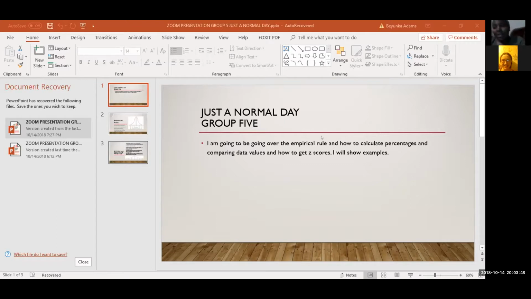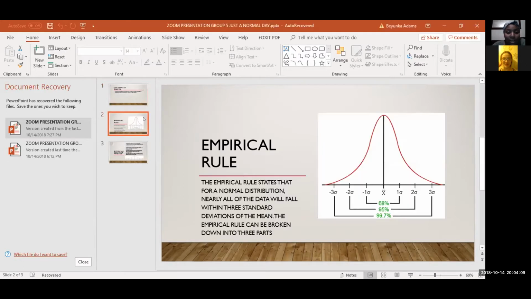Okay. I am Bianca Porter, and I am going into more detail about the empirical rule, how to calculate percentages, and how to get the z-scores. I will show more examples. The empirical rule states that for a normal distribution, nearly all of the data will fall within 3 standard deviations of the mean. It can be broken down into 3 parts: 68%, which is in the middle around the mean, 95%, and 99.7%.